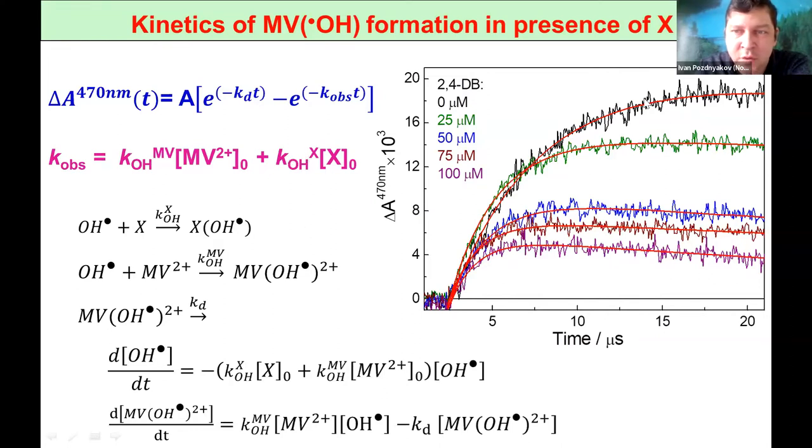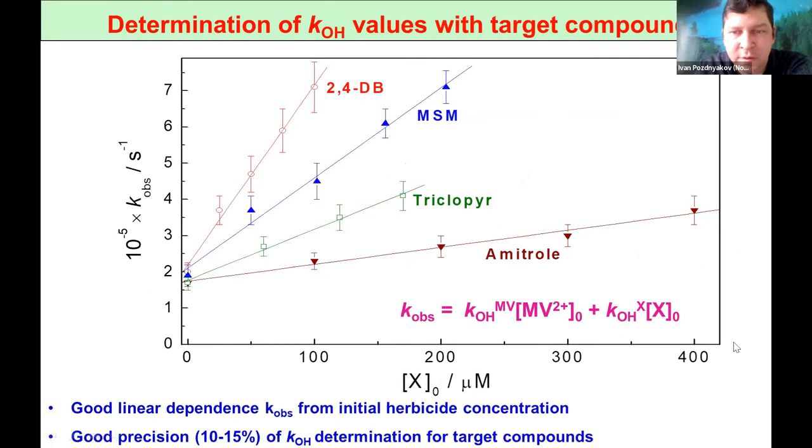And here I show a very nice picture when we use the herbicide 2,4-DB as a target compound. So you see we change the concentration of the herbicide and how the kinetic curves change. You see it's nicely fit by this equation. And from the fitting, we can calculate, using this formula, our rate constant with very good precision. So our approach works quite well.